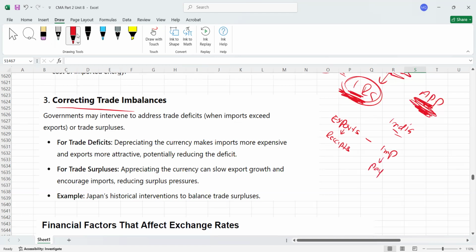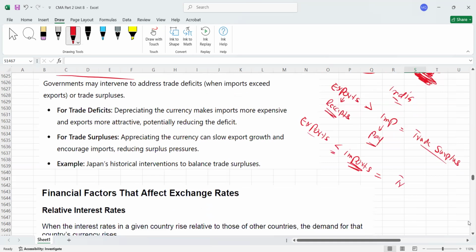Now please remember, if exports are greater than imports, it is called trade surplus. Why? Because exports mean the receipts are more than payments. And if exports are less than imports, or imports are greater than exports, this is called trade deficit.